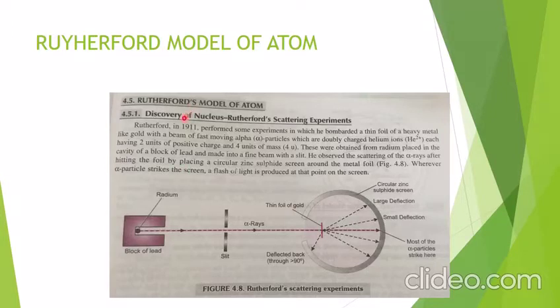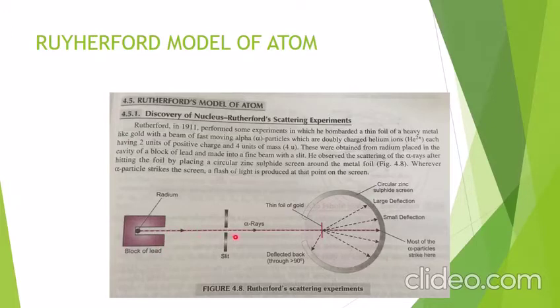Talking about the Rutherford model of an atom, Rutherford in 1911 performed an experiment in which he bombarded a thin foil of heavy metal like gold with a beam of fast moving alpha particles, which were doubly charged helium ions. So what are the alpha particles? These are the doubly charged helium ions. So what he did? He took the source of alpha particles, that is radium, and the particles which were emitted were taken in a beam with the help of this slit.